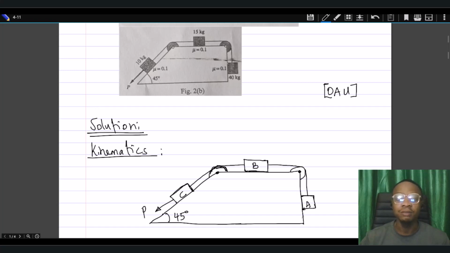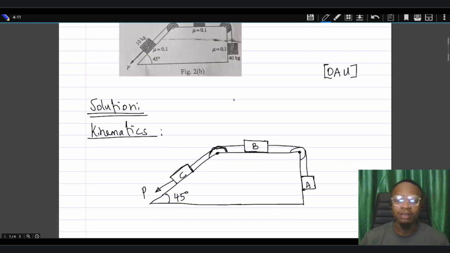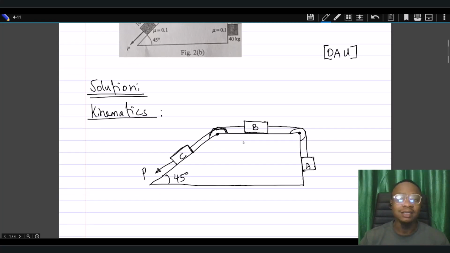And if this is going to move up by 1 meter, it has to be that, because the connection is quite simple here, this will move to the left by 1 meter. It has to be that this will also have moved down the incline by 1 meter. So we're very certain that the accelerations will be the same.